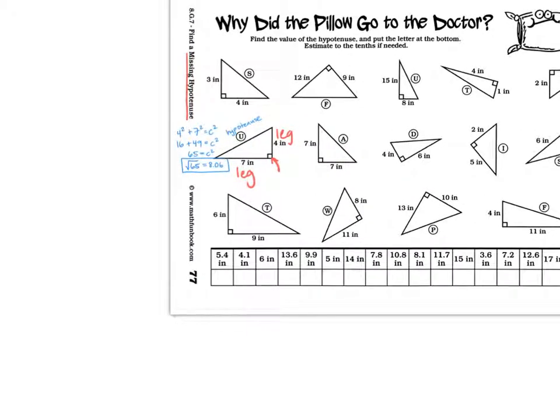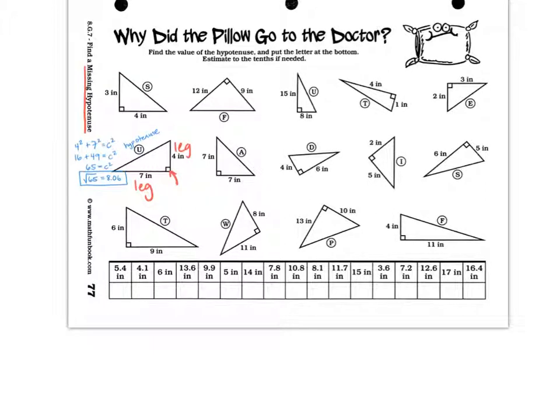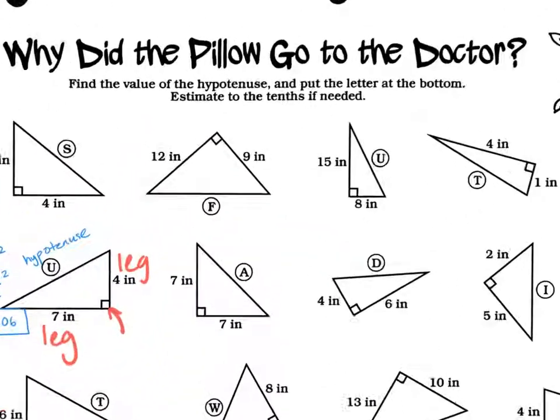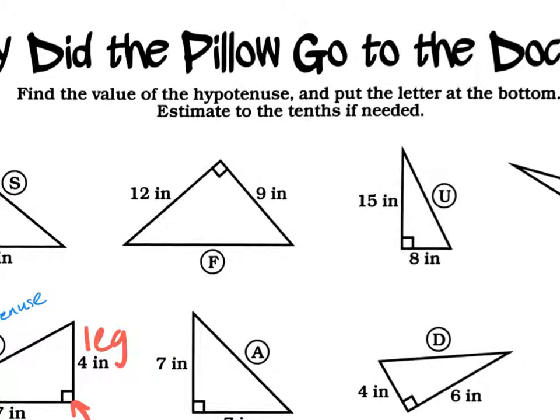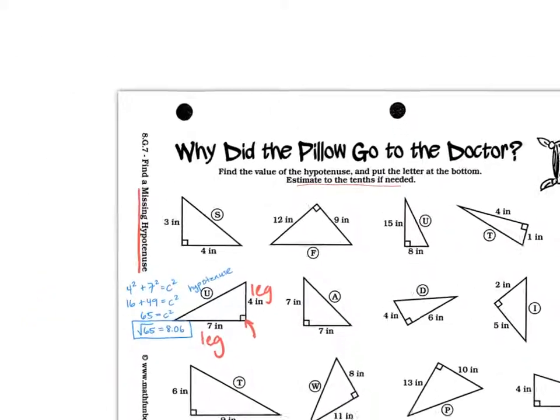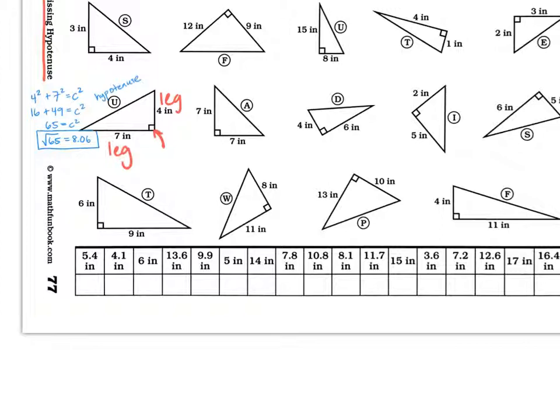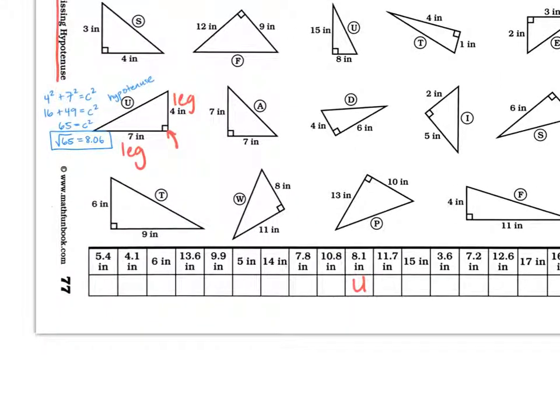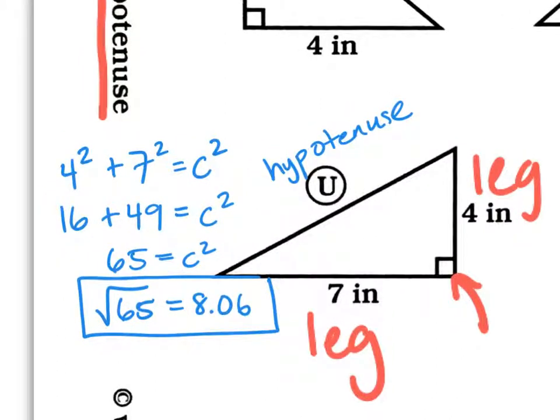Okay, let's see where that is here on the bottom. So 8.06 actually rounds to the nearest tenth, and I didn't follow the directions here. I apologize. The directions up at the top say estimate to the tenths place if we need to, and that should actually be 8.1. So I'm going to put the letter U where 8.1 is, right there. And it looks like that's the only one I fill in. Okay, so there we go. That's how we solve the problem if the hypotenuse is missing, like we don't know what that side is.